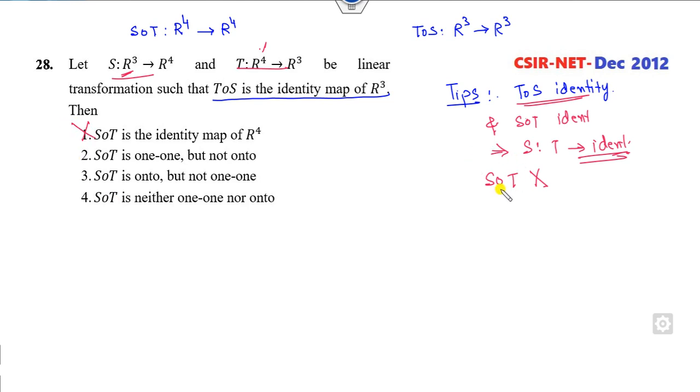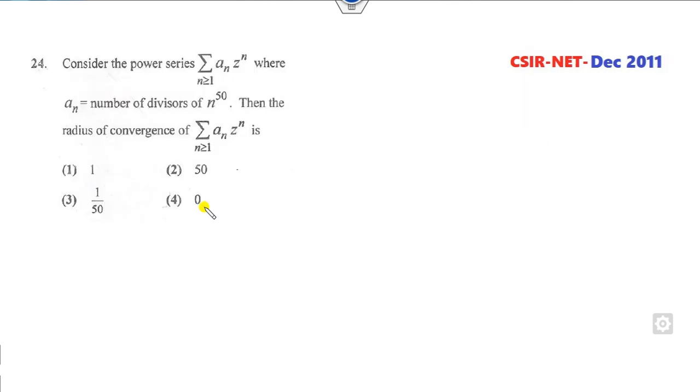Second, if S circle T is not identical, what is the meaning of that? It is not bijective. So once it is not bijective, these options are all cancelled, because it said it is onto, but it is not onto, it is not one-one. So the right answer is only the fourth option.